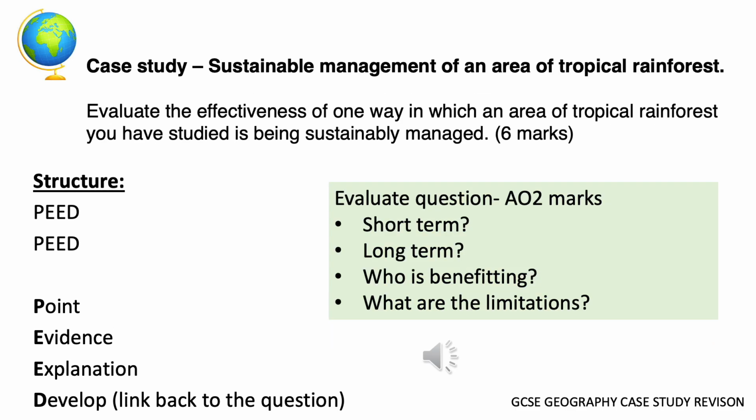As you can see, the command word for this question is evaluate. Therefore, you need to think about how effective this strategy has been, thinking about the advantages of the strategy and the limitations. To pick up these AO2 marks, you can consider the following things: the short-term impact, the long-term impact, who is benefiting as a result of these strategies, what are the limitations of these strategies. At this point, you might want to pause the video and you may want to attempt this 6-mark question.